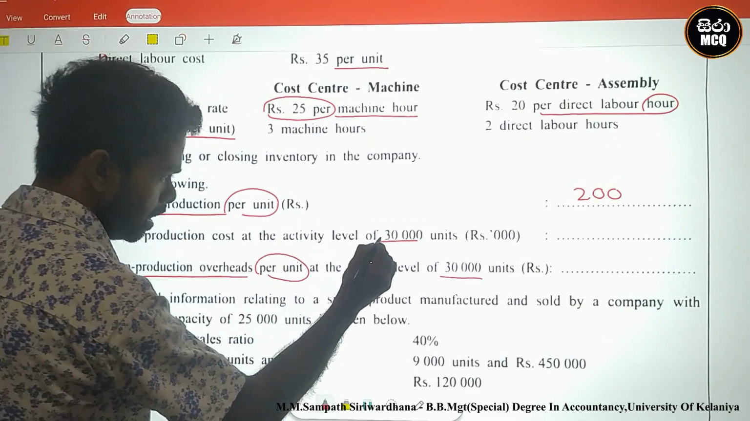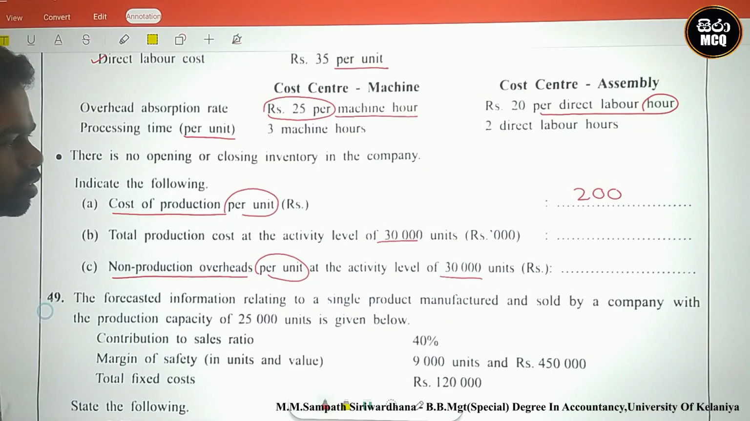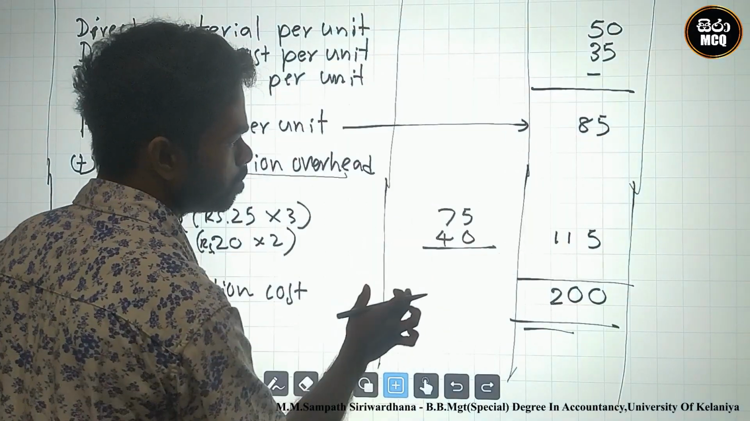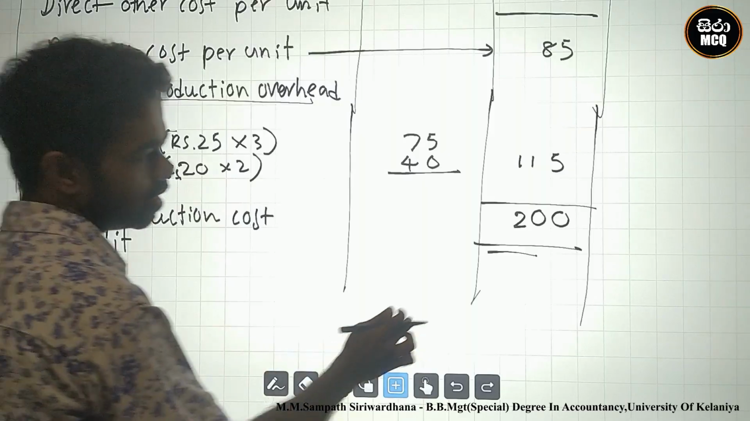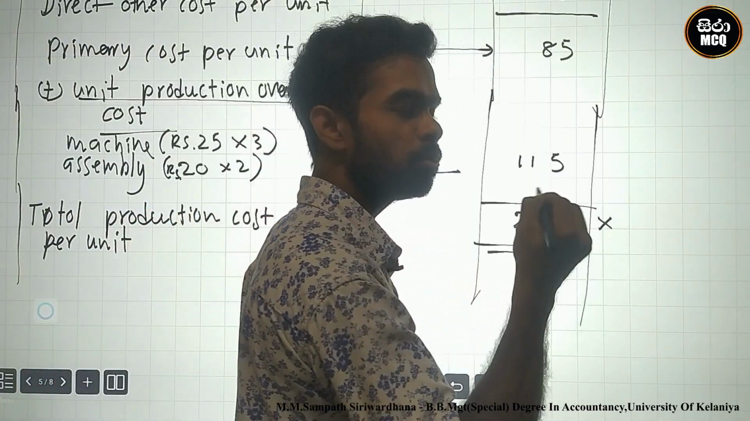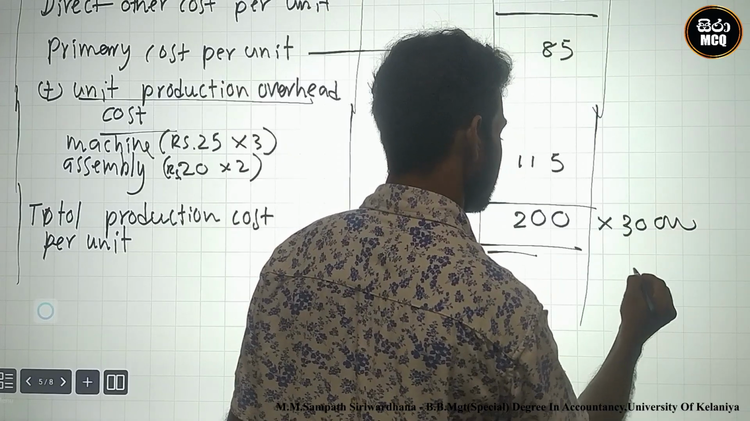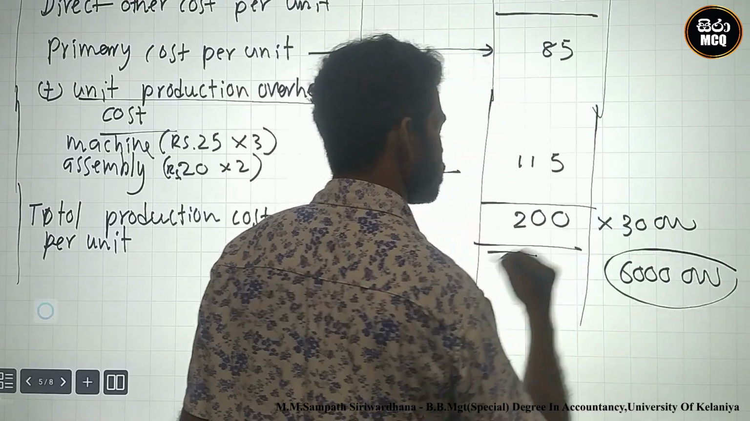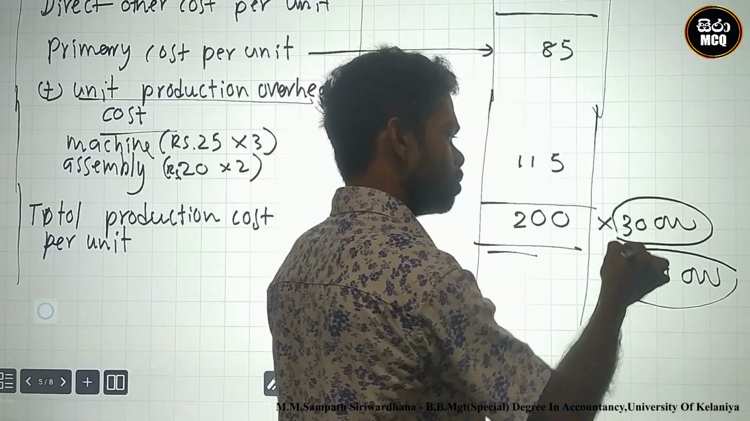In that time, with 30,000 production units, how can we calculate the total production cost? You know this is the unit production cost. No, this is the total production cost per unit. Okay, therefore for 30,000 units I multiplied this by 30,000. Therefore I can calculate 6 million rupees total production cost for 30,000 units.